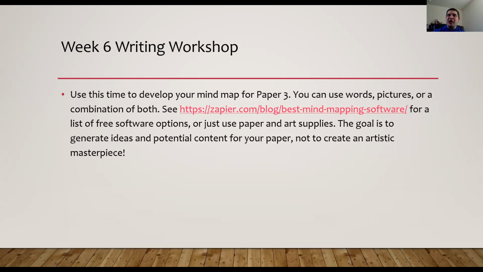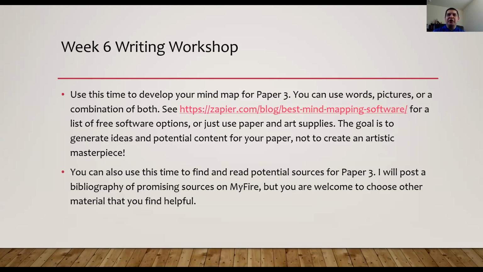So if you're writing about philosophy of writing, I'm going to suggest that you start with, in the middle of the page, the word writing, and then circle it and decide what different areas might relate to that as well. If you don't feel like mind mapping, or if you've already done the mind map, you can use this time to find and read potential sources. I have a bibliography of potential sources up already on the announcements page on MyFire, I mentioned earlier. You are not limited to those sources, but they may give you a good starting point.